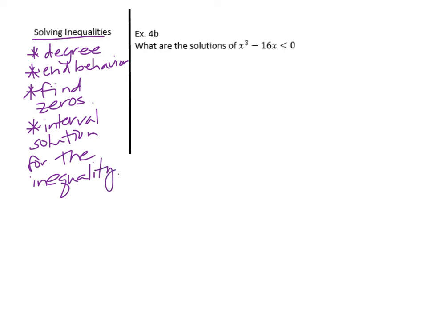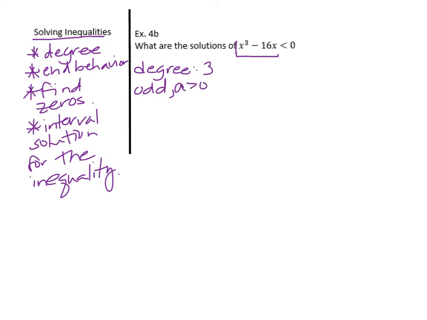Okay, let's take a look at the example on the right. What are the solutions of x cubed minus 16x is less than 0? Let's start with this polynomial. What is its degree? If you said 3, you'd be correct. That is the biggest exponent. 3 is an odd number, and the number in front technically is 1, and that's greater than 0.